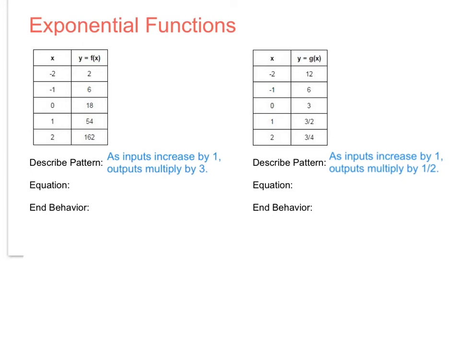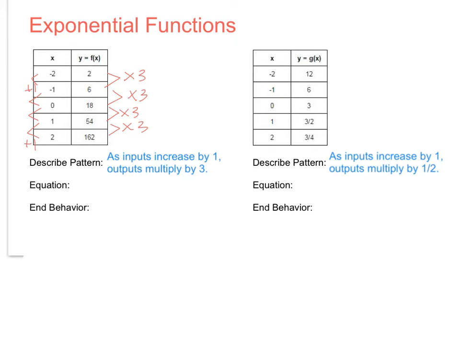If we look at describing the pattern for what's going on, we want to see what happens to the y values as we change the x values. So for this first one, f of x here, we can see that as our x values increase by 1, so all of these x values are increasing by 1 every single time, the y values are being multiplied by 3. So the y values have what we call a common ratio. And as long as the outputs have a common ratio, we're dealing with an exponential function.